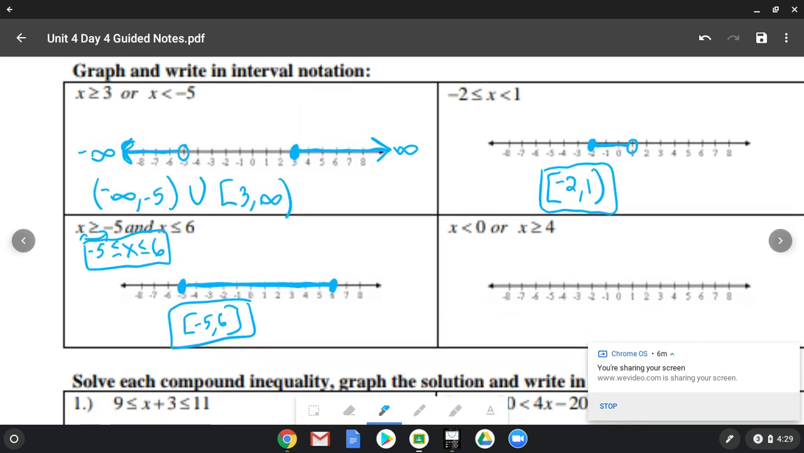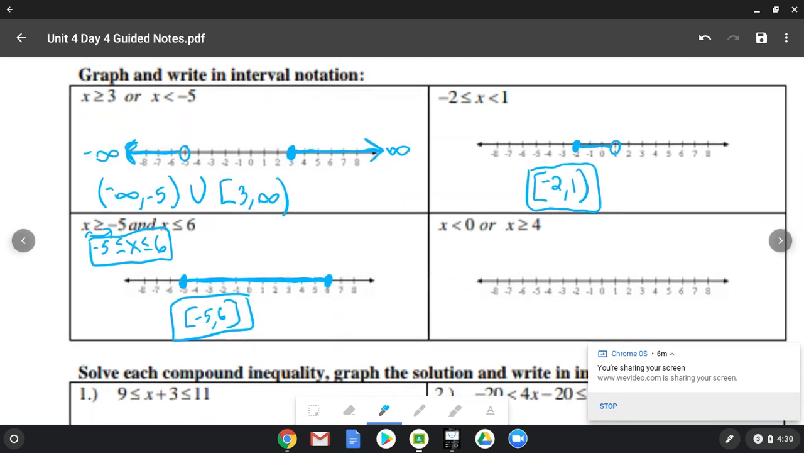And then the last one, what do we got? Less than 0, so that's an open circle. We got greater than or equal to 4, so that's a closed circle. If I follow the way that this is pointing, it's pointing to the right for the 4. It's pointing to the left for the 0.